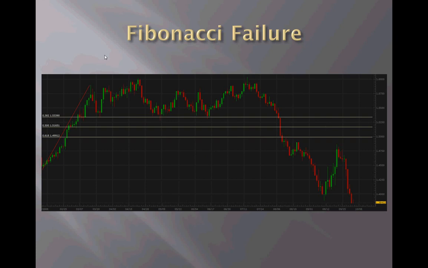During May of 2009, and again during June of 2009, the price tested the 0.382 Fibonacci level, but around August 15th of 2009, the pair began to decline rapidly, and by September the pair had lost 2,000 pips. Yikes! What's the lesson here?